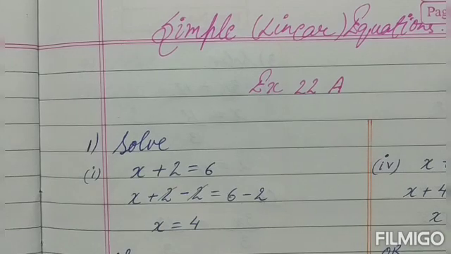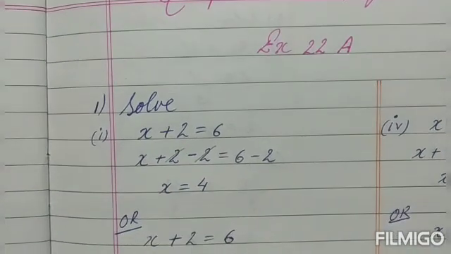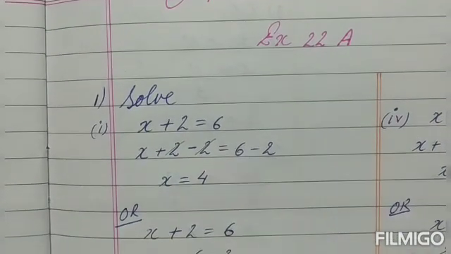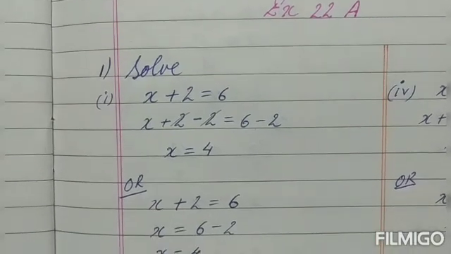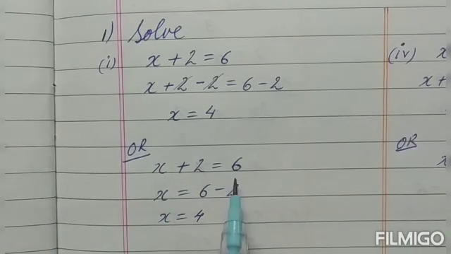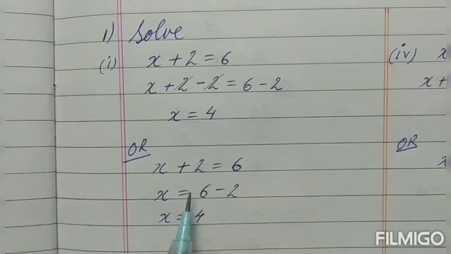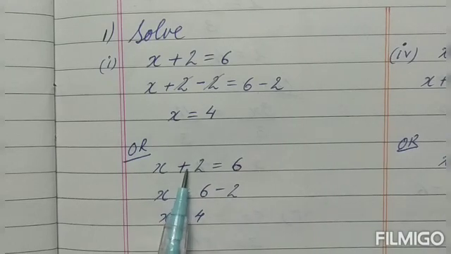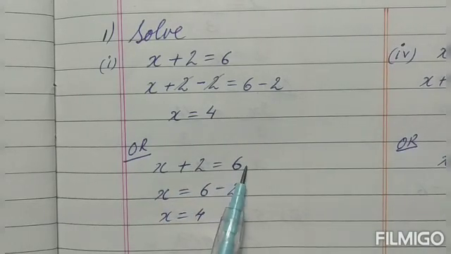Now one more method of doing the same question is by transposition. Now what does transposition mean, children? When we change the position of a variable and we take it from one side of the equals sign to the other side, then what happens? Always remember, children, when a plus variable is taken to the other side of the equals sign, it goes as the minus variable.